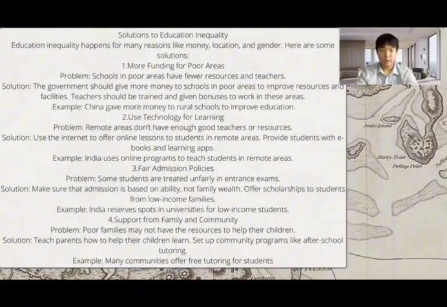Support for poor students. Offer scholarships to students from low-income families. For example, India offers research support in university for low-income students. Family and community support. Problem: poor families may not have the resources to help their children. Solution: family education. Teach parents how to support their children's learning. Community centers provide after-school programs to help students. For example, many communities offer free tutoring to help students.